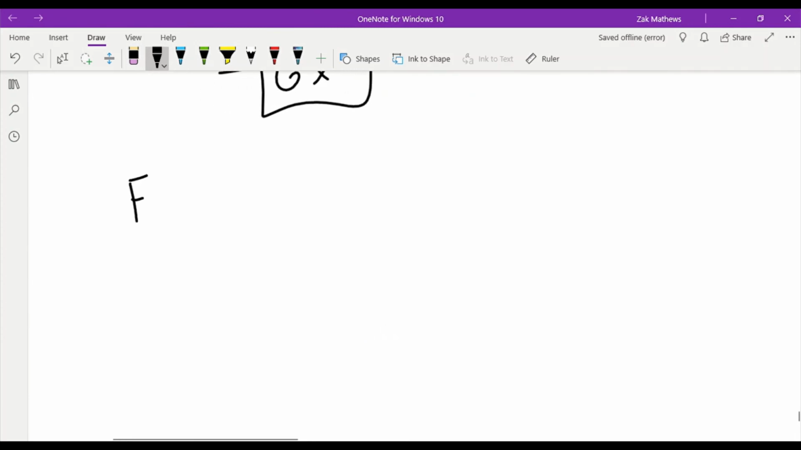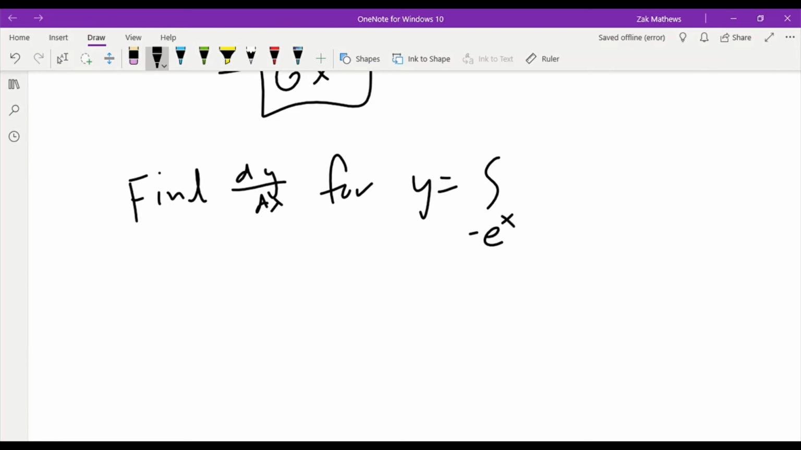Let's find dy/dx for y equals the integral from 4 to negative e to the x of sine t dt.